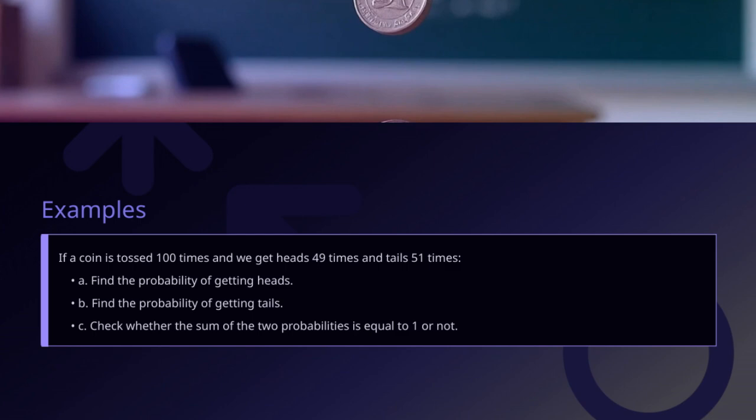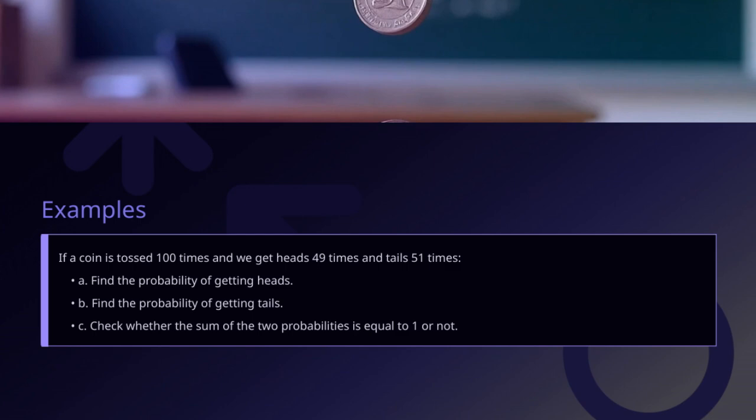Since we tossed the coin 100 times and got 51 tails, we can calculate this probability by dividing the number of tails by the total number of tosses. Similarly, for heads, we divide the number of heads, which is 49, by 100. This gives us a clear picture of the likelihood of each outcome based on our experiment. It's important to note that these probabilities should add up to 1, confirming that we've accounted for all possible outcomes.